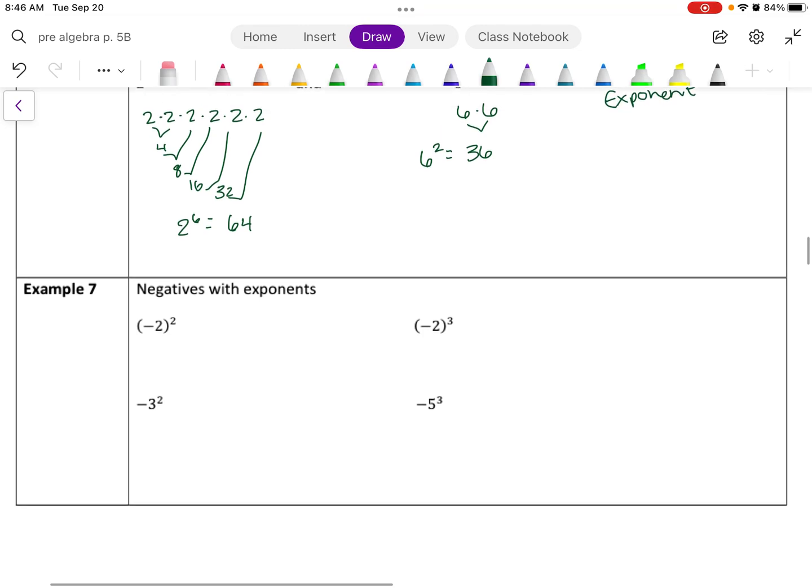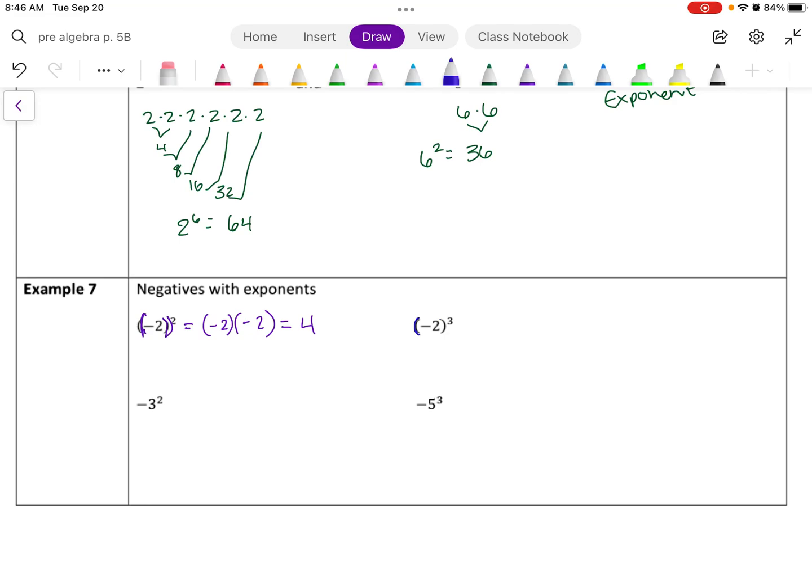Exponents with negatives. Sometimes we have negative numbers in exponents. So, do you see how there are parentheses around this? So this is saying we've got negative 2 raised to the second power. So it's saying we want to take negative 2 times negative 2. Well, negative times negative would give us a positive 4.